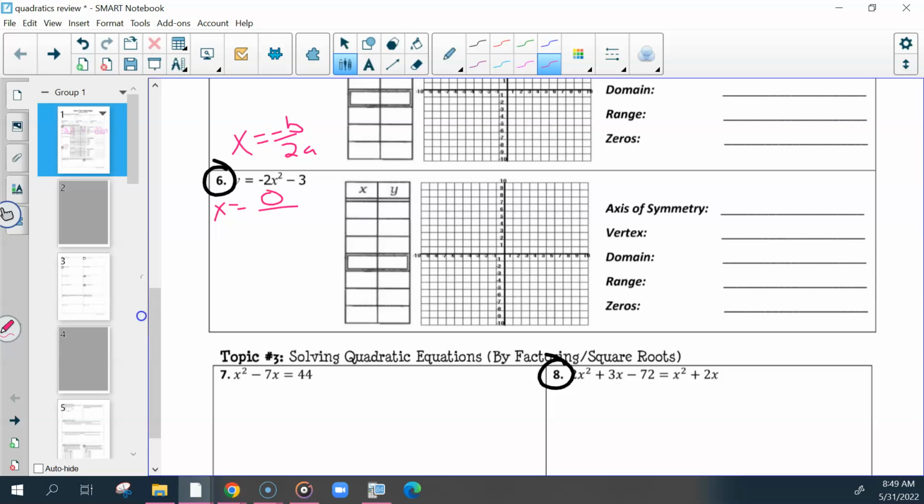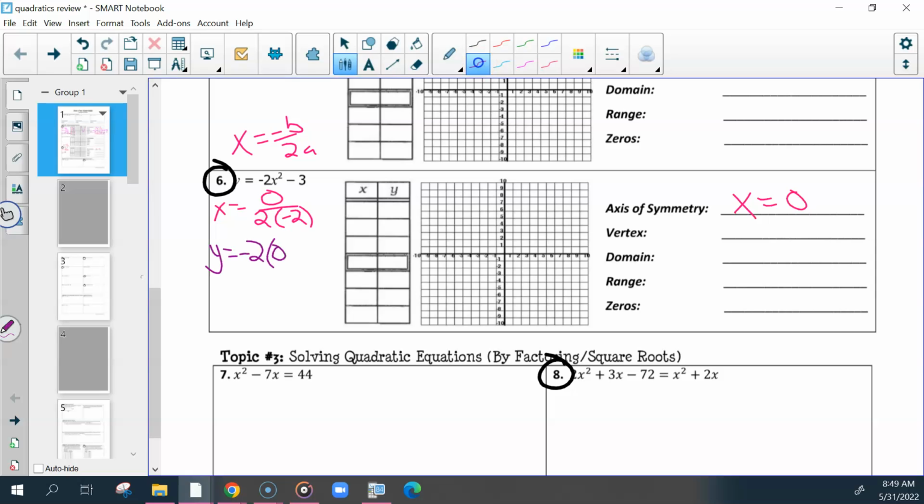-0 is 0. There isn't a b term, so you have to put 0, over 2 times our -2, but that doesn't matter because it's just going to be 0. There is no b term, correct? So b is like the middle one, right? Yes. So there's an a and a c.